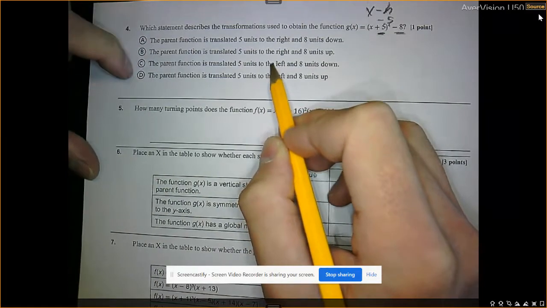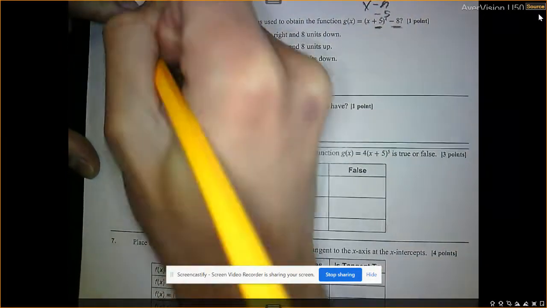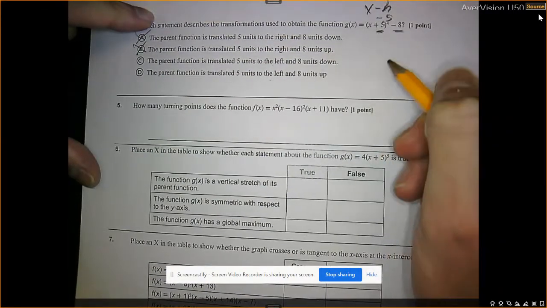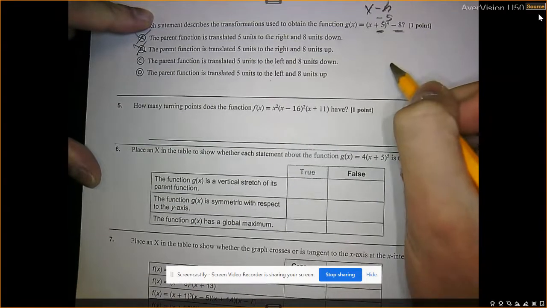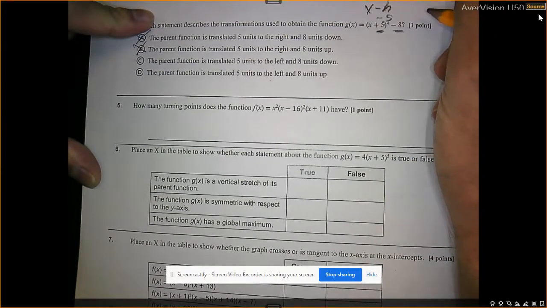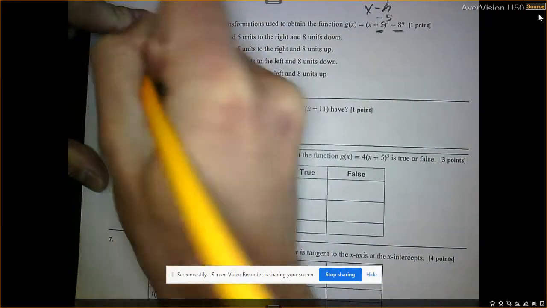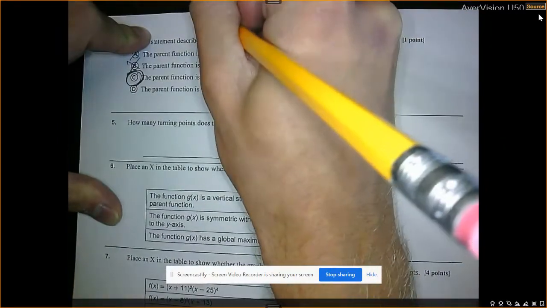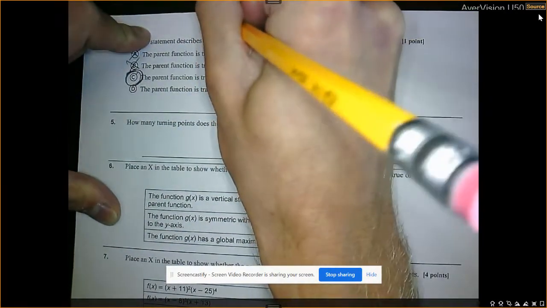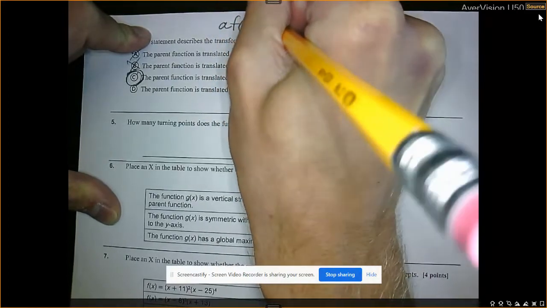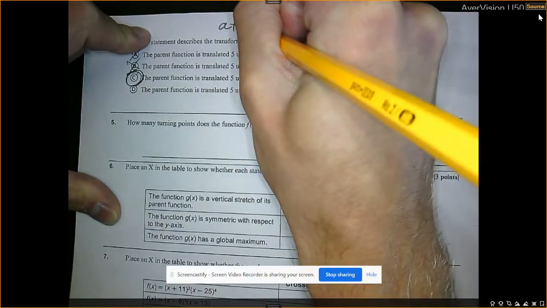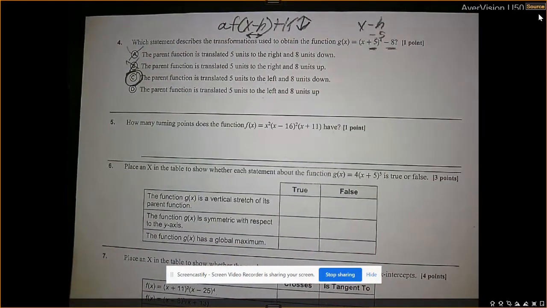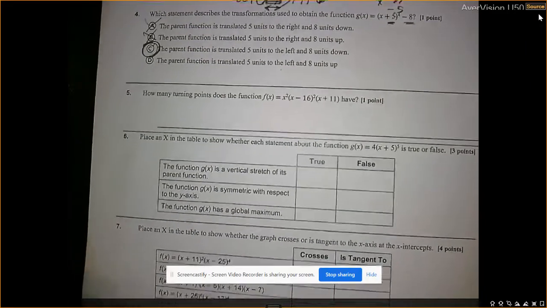Okay, these are both 5 units to the left, so it's C or D. We can cancel out A and B. It's neither of those. And then this minus 8, it's outside of the parentheses, so it's going to do what it looks like. It's going to go down 8 because remember, k moves it up and down. So 8 units down, 5 units left. That is C. Okay, and remember, what I'm talking about here is the whole a f(x minus h) plus k that we've been talking about since module 1. Okay, so that's how I got that. Again, pause and think about it. Think about why that's the answer.